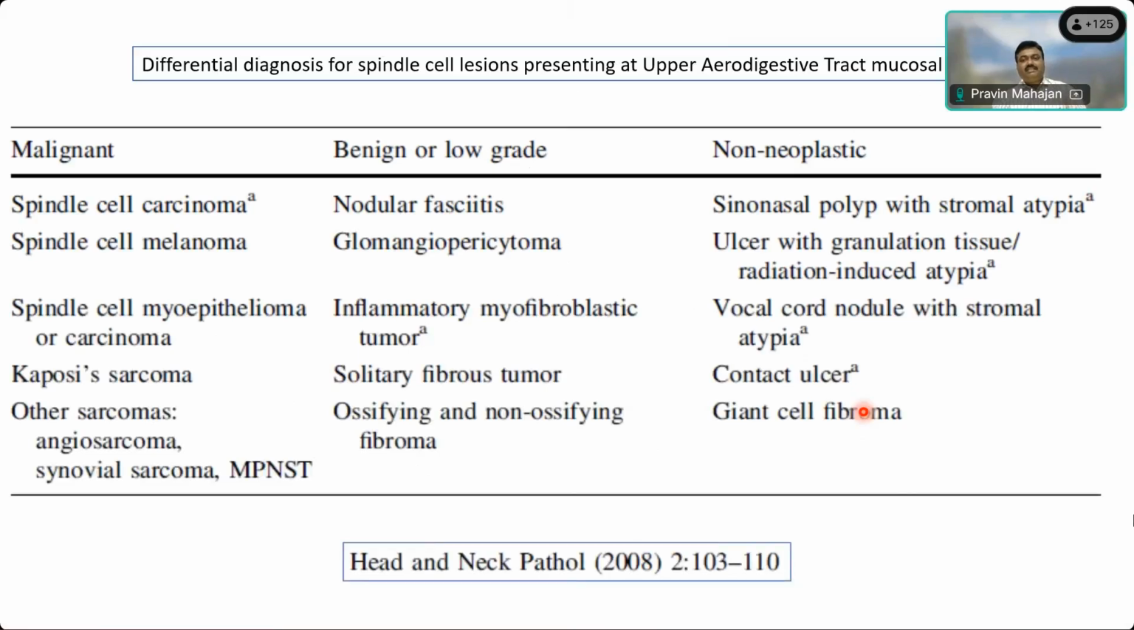The differential diagnosis for spindle cell lesions at this site, the upper aerodigestive tract, includes quite a few non-neoplastic or low-grade lesions. But the most common malignant spindle cell tumor at this site is spindle cell carcinoma. So you have to do all those things which I just enumerated to come to the diagnosis, and once you have ruled that out, then you need to think of all these other possibilities.